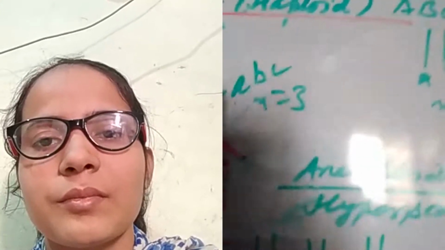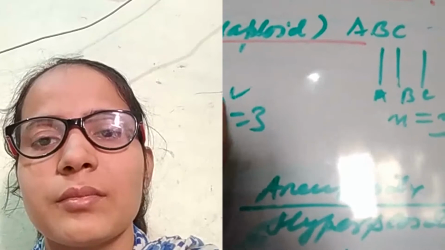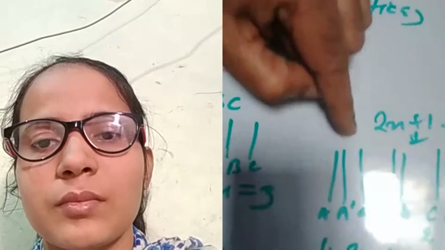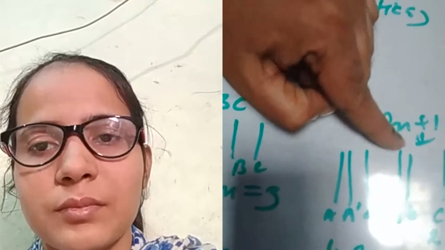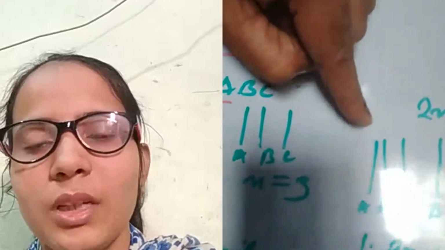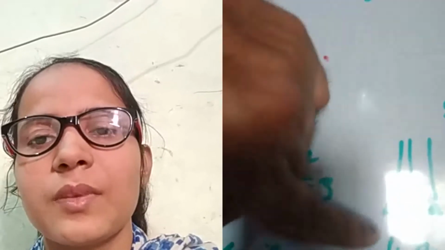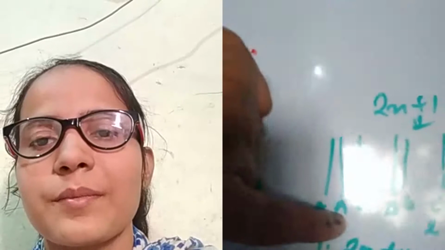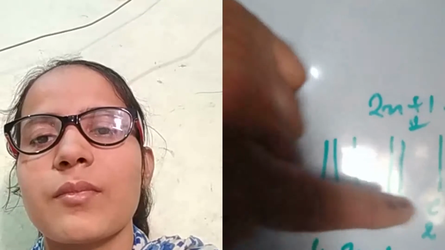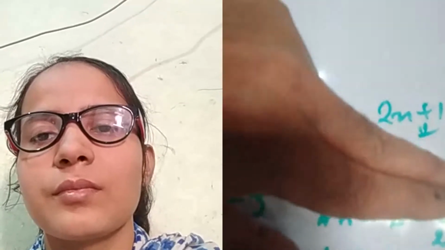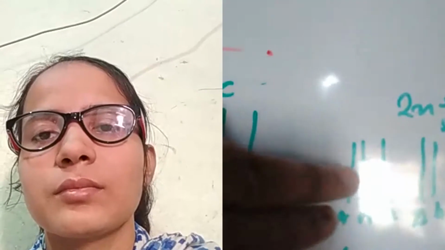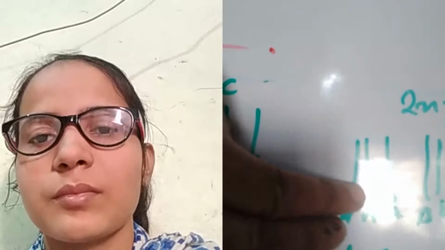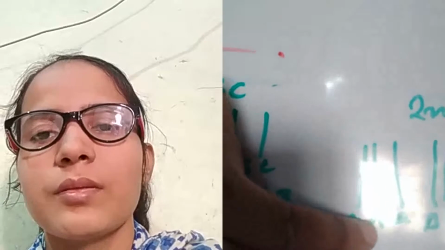Look here, this is the normal chromosome complement: capital A, small a, capital B, small b. Only the first pair, not the second pair, not the third pair, is having an additional chromosome. A dash has been added here. So all three pairs of chromosomes are not having the additional chromosome; rather, only one chromosome is having an additional chromosome.